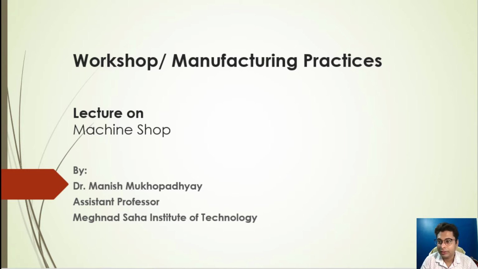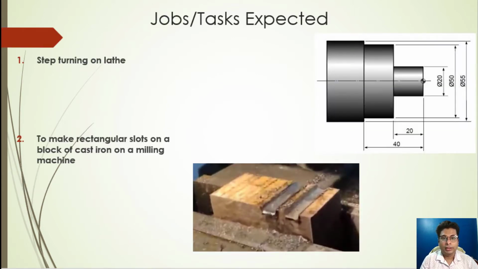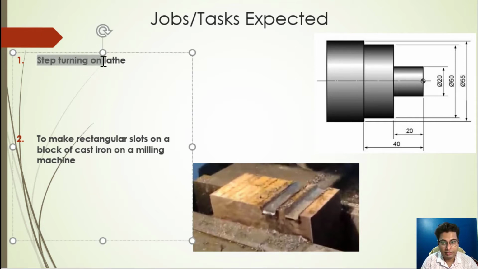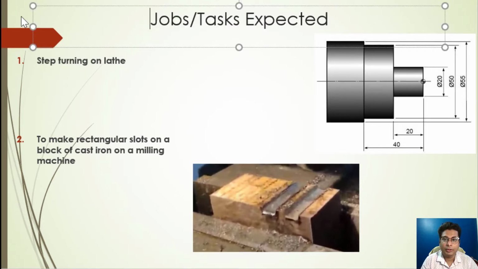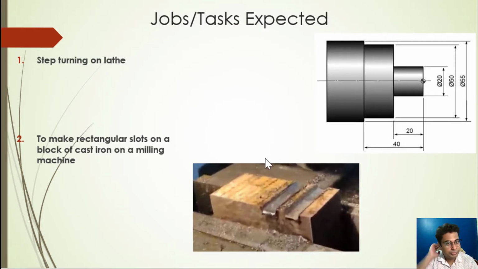So let us jump into the experiments which you need to perform. The jobs or tasks expected. The first task which is expected is step turning on lathe. Step turning on lathe. What you need to do? You need to make a pin like this from a cylindrical block of mild steel.